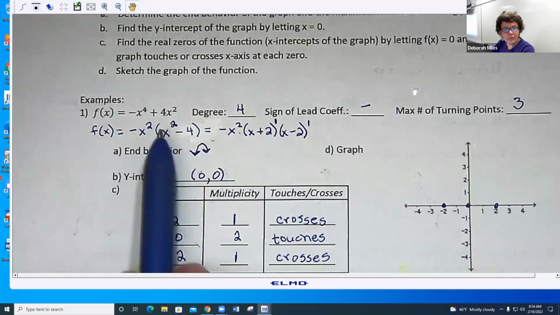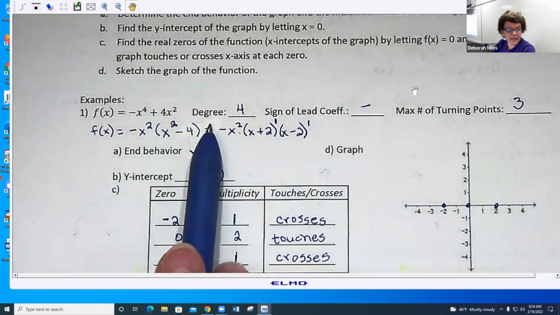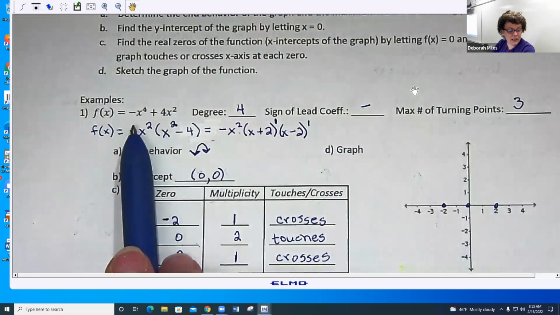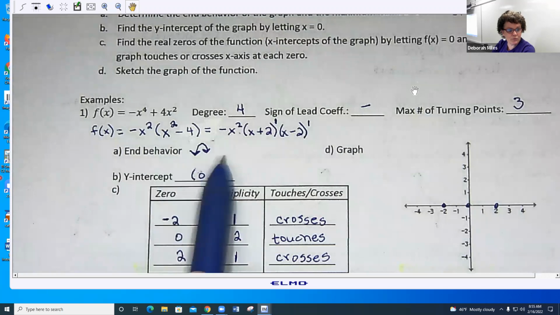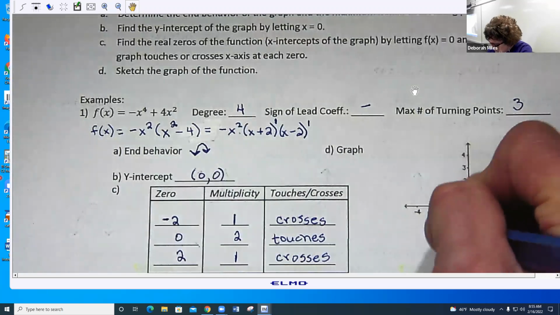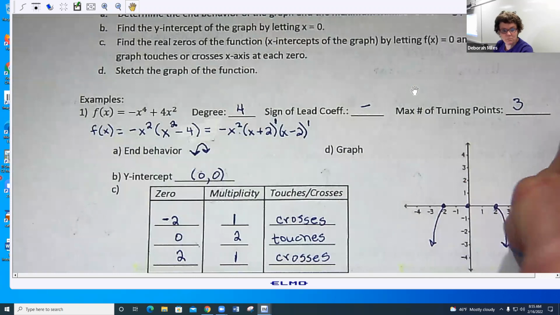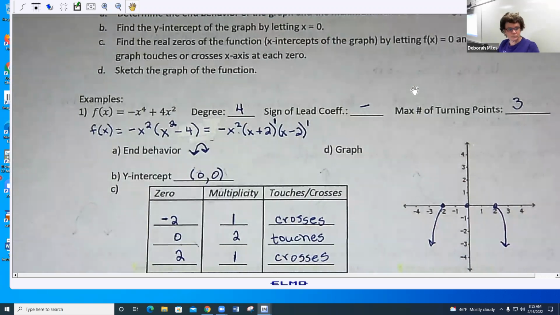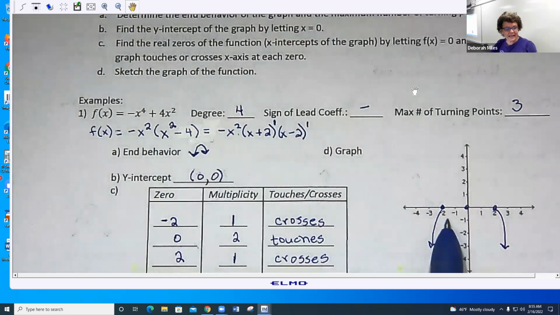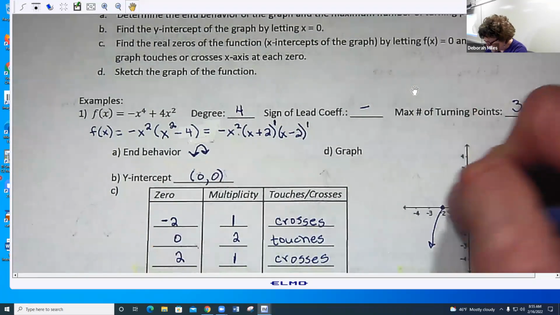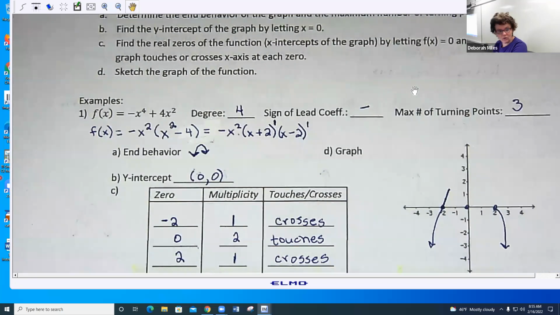You could have told without writing anything down that this polynomial was going to go down on both ends. So go ahead and attach the end behavior of that function. Plot the intercepts first, then attach the end behavior, and then do whatever you're supposed to do at each x-intercept. What are you supposed to do at -2? Cross. How far up should I go?